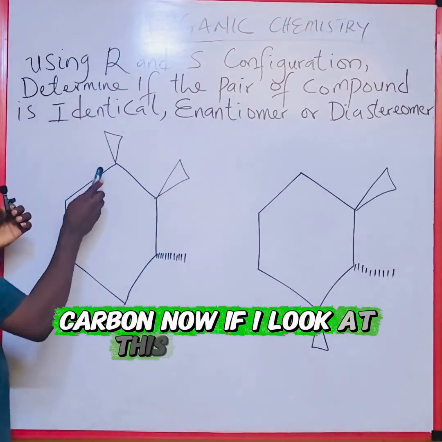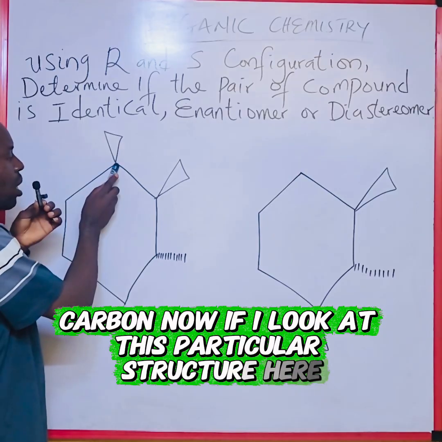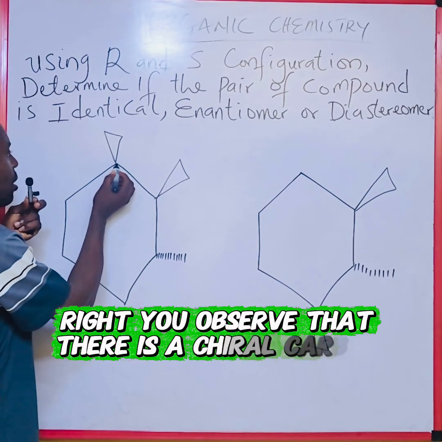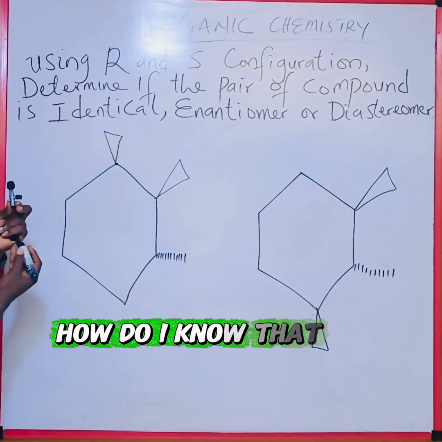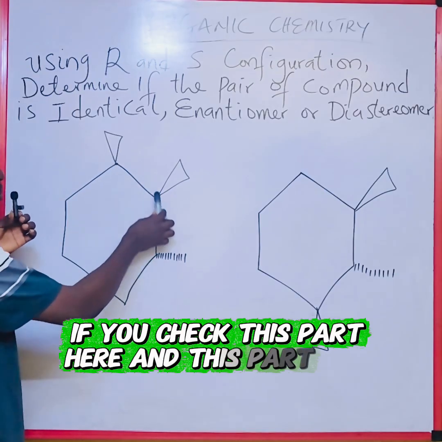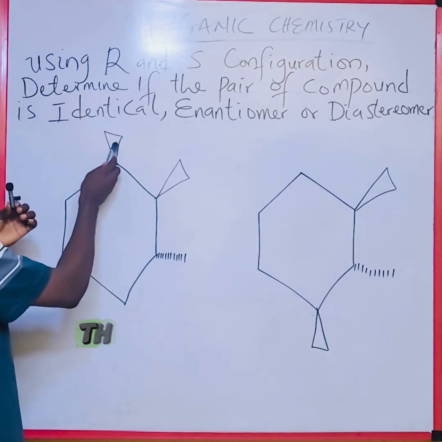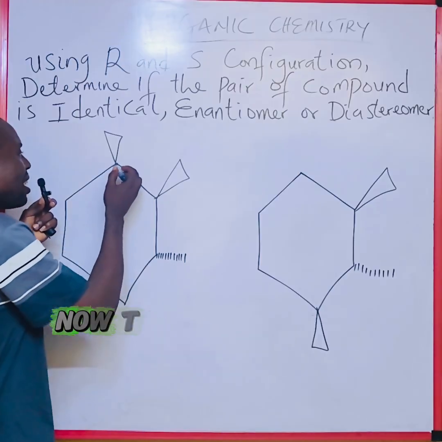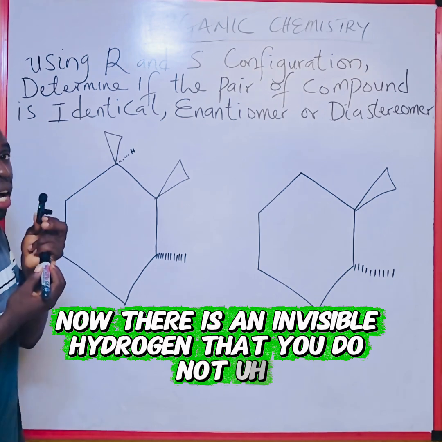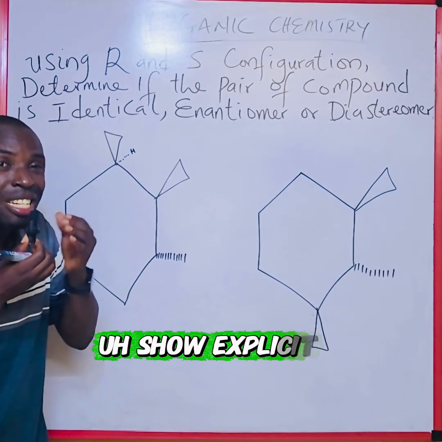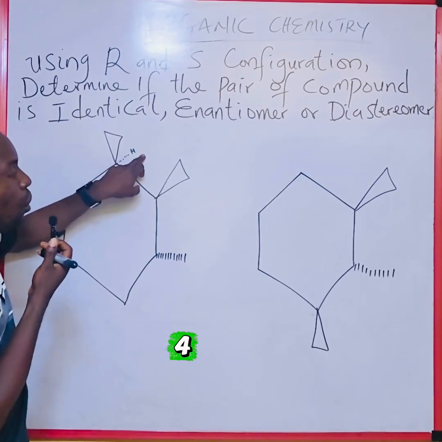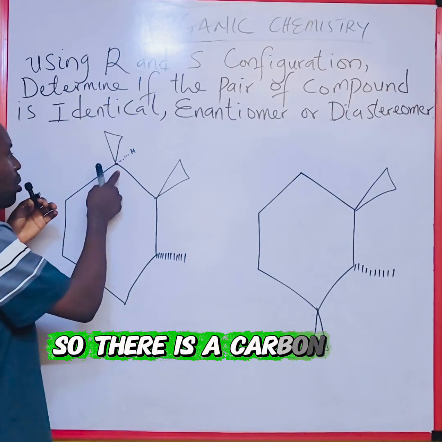Now, if I look at this particular structure here, you observe that there is a chiral carbon here. How do I know that it's a chiral carbon? Of course, if you check this part here and this part here, they are not the same. This part here too is also different. There is an invisible hydrogen that you do not show explicitly, but it's here. So here is 1, 2, 3, 4. So there's a chiral carbon here.